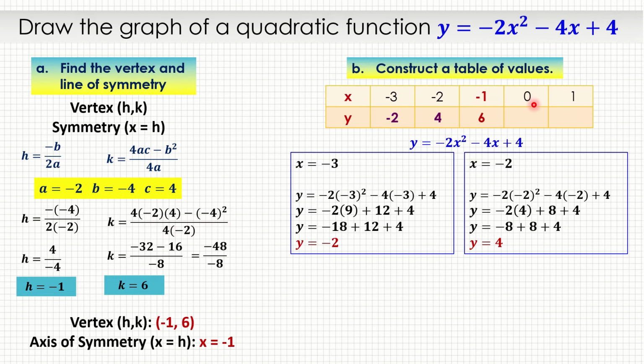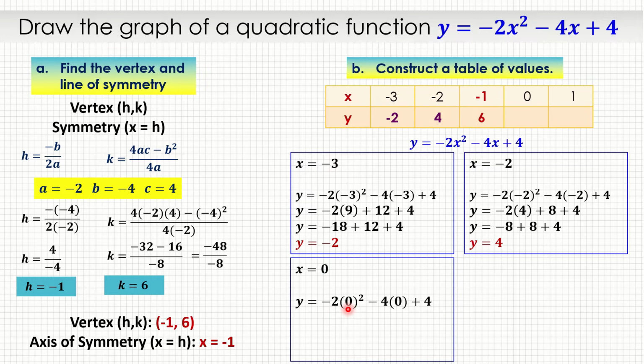Let us have this one. If x is equal to 0, substitute it to our equation. So, we have y is equal to negative 2 times 0 squared minus 4 times 0 plus 4, which is equal to negative 2 times 0 minus 0 plus 4, which is equal to 0 minus 0 plus 4. Therefore, the value of y is equal to positive 4.